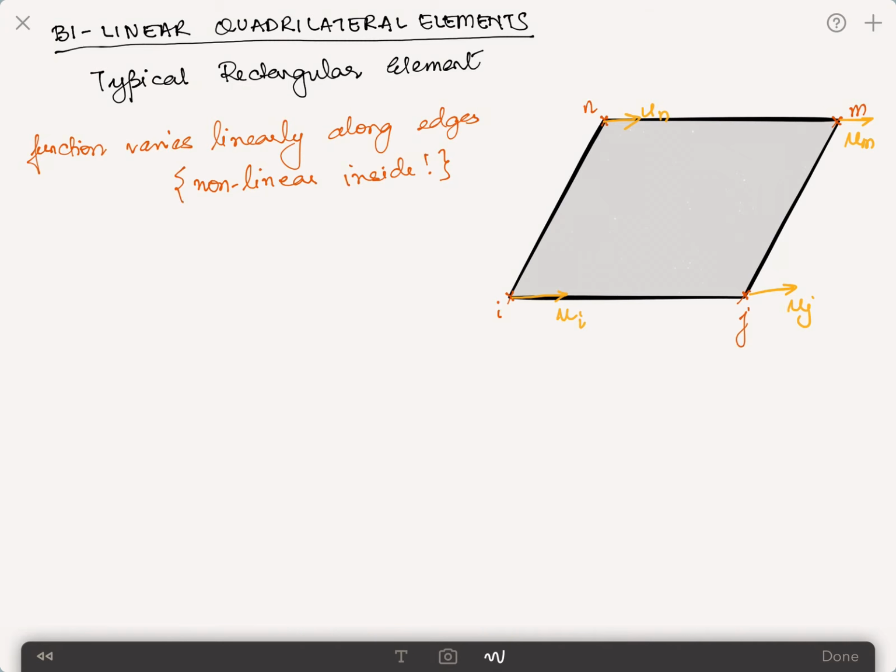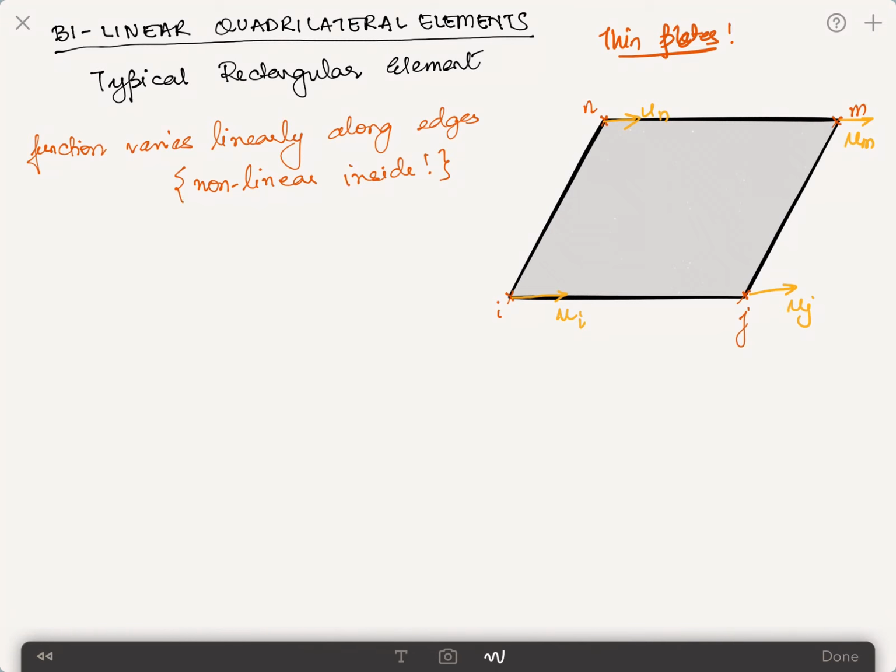So in this video, we are going to discuss the basics of a bilinear quadrilateral element in reference to a typical rectangular element. You must remember that we are still using the thin plate theory as we have discussed during discussions about the triangular element. So we are going to only consider in-plane loading conditions, therefore it's an in-plane problem.